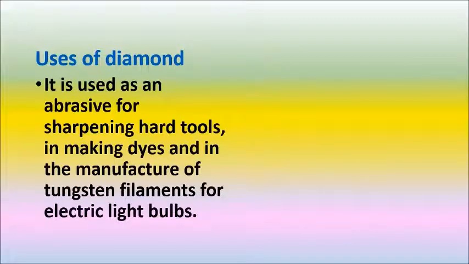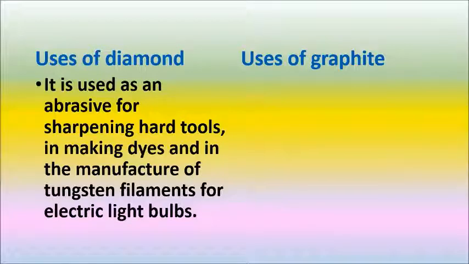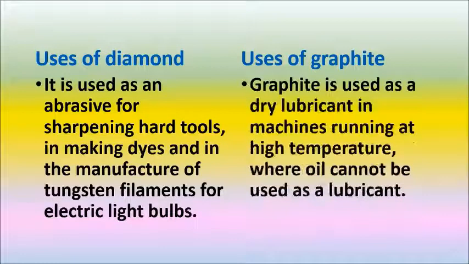Now, if we talk about the uses of diamond, it is used as an abrasive for sharpening hard tools, in making dyes, and in the manufacture of tungsten filaments for electric light bulbs. Regarding the uses of graphite, it is used as a dry lubricant in machines running at high temperature where oil cannot be used as a lubricant. So these are the main uses of diamond and graphite.